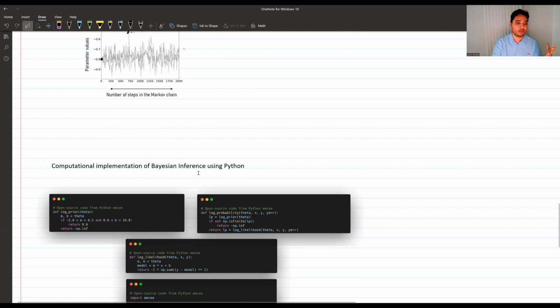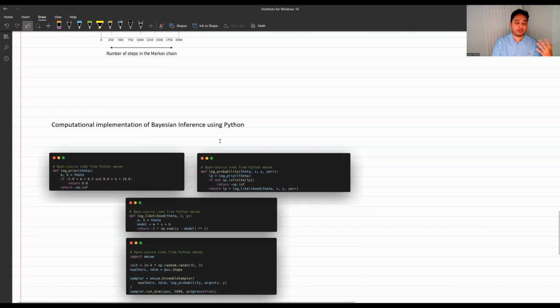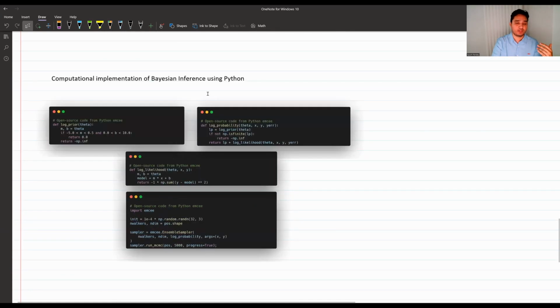An example is shown here, where you can use Python tools. A package called MC can do this. So for example, all you need to do is create the log prior function. The log prior informs about what you know about the parameter value. So you know something about that M should lie within certain range, B should lie within certain range, M and B are the parameters.